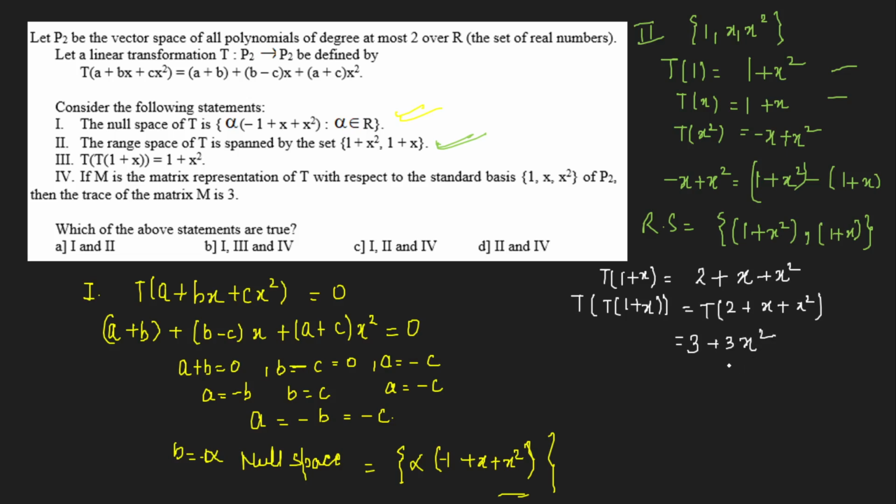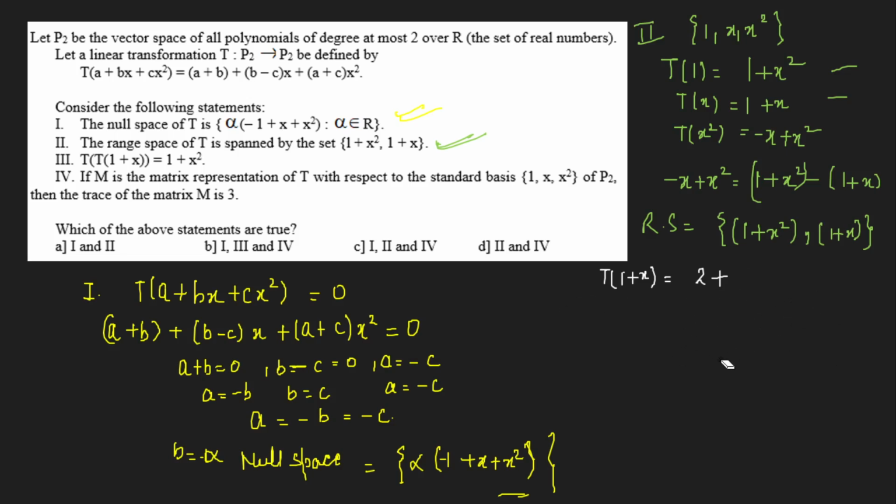Let's check it again. If A = 1, B = 1, T(1 + x) will be 1 + 1 = 2, and then we have 1 minus... okay, there's a little bit of an error here, so let's do it again.